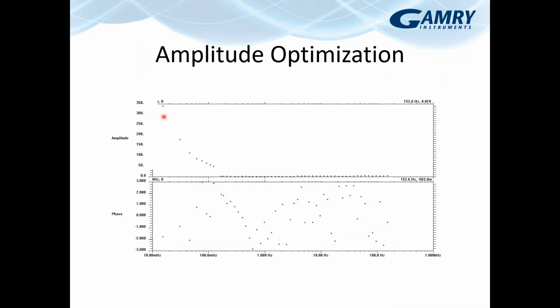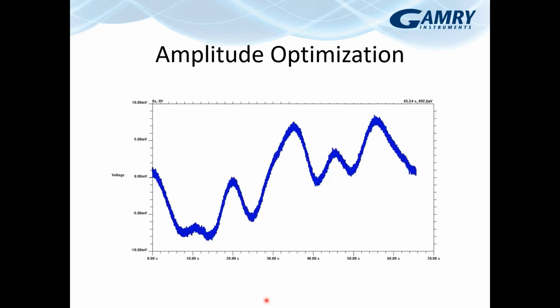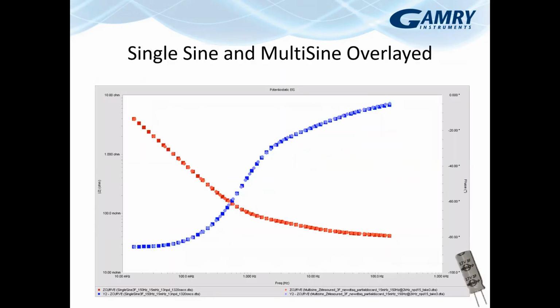So here's our amplitude adjustment, and after we do that, this is the actual signal that gets applied. Still doesn't look like much to us, but thank you, Fourier, we can deconvolute that and get actual impedance out of it. So this is a single sine and a multi-sine overlaid plot. This was a 3 farad double layer capacitor, and you can see that the data is right on top of each other.